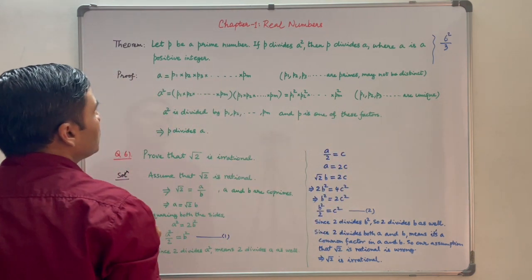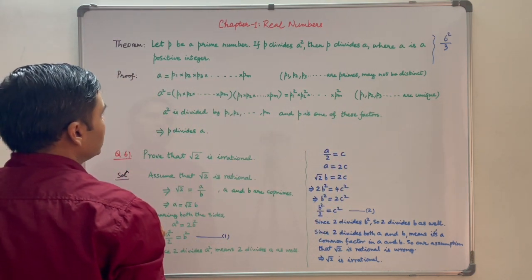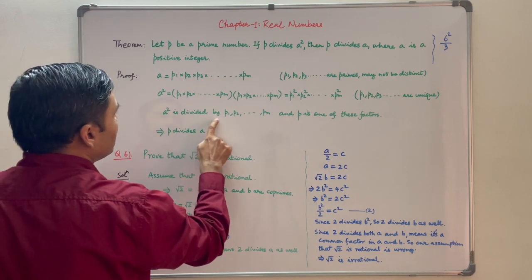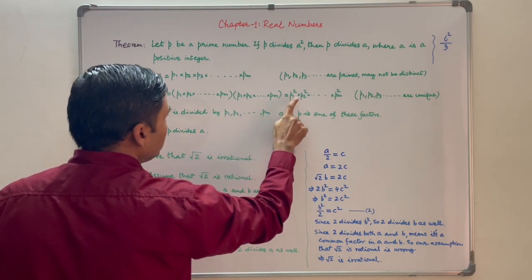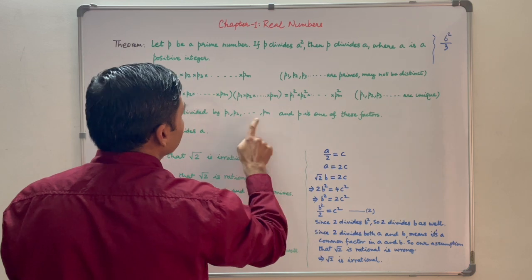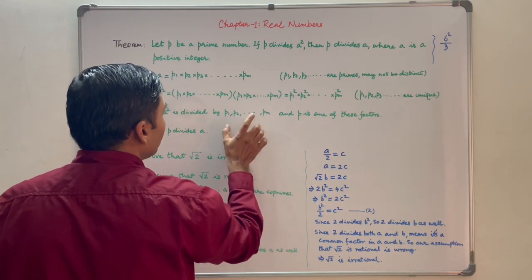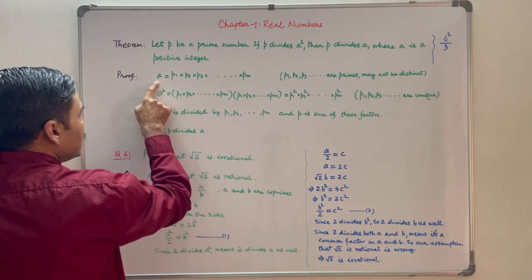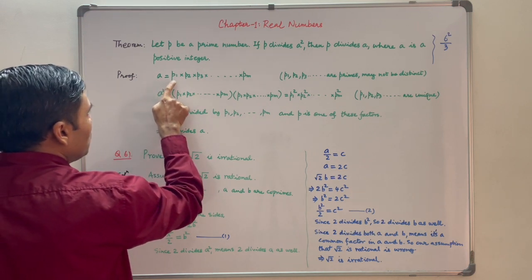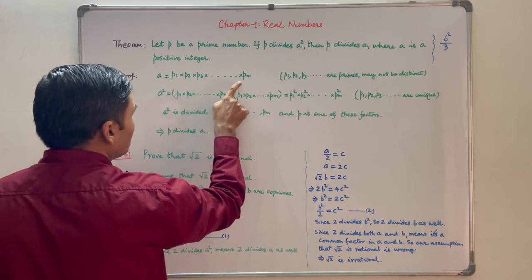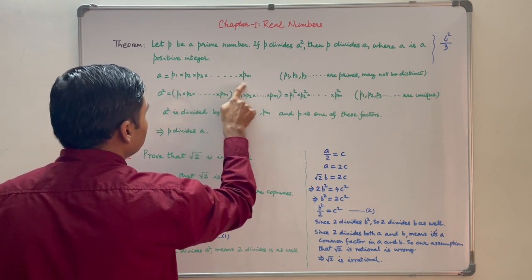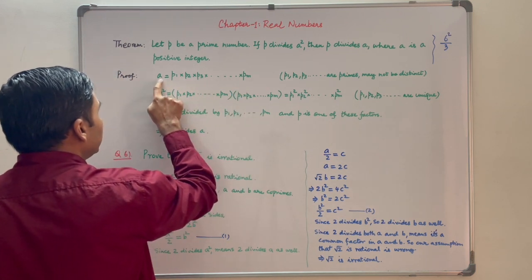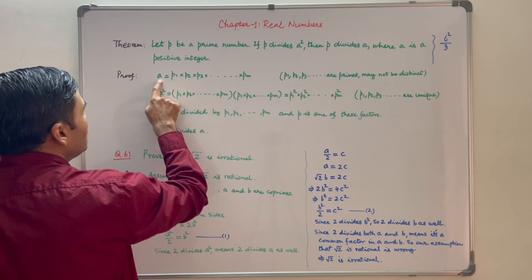Now as per the fundamental theorem of arithmetic, A square is divisible by the unique primes P1, P2, P3 up to Pm, and P is obviously one of them. And we see in the first line, A is equal to P1 into P2 into P3 up to Pm, which means P is one of them. So P divides A. That is what we needed to prove.